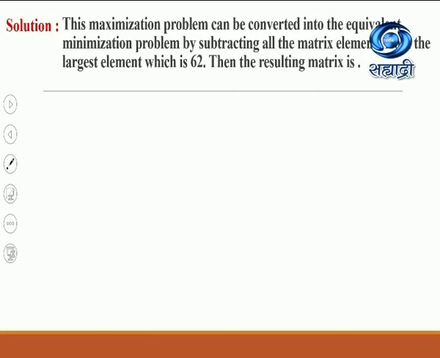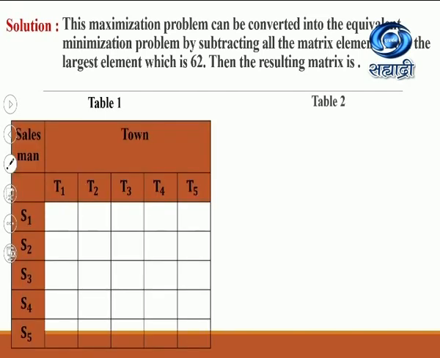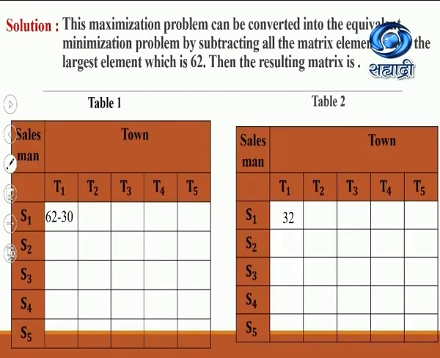Now here, this maximization problem can be converted into equivalent minimization problem by subtracting all the matrix elements from the largest element, which is 62. Then the resulting matrix is. So this is the original matrix on the left hand side. Now the maximum element over here you can see is 62.